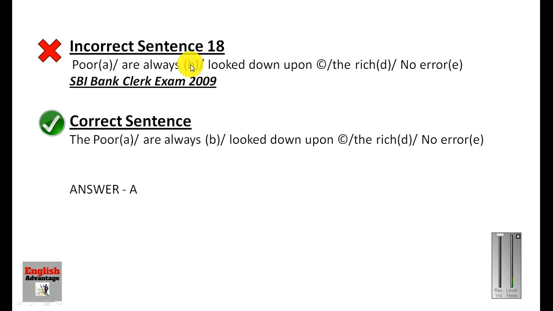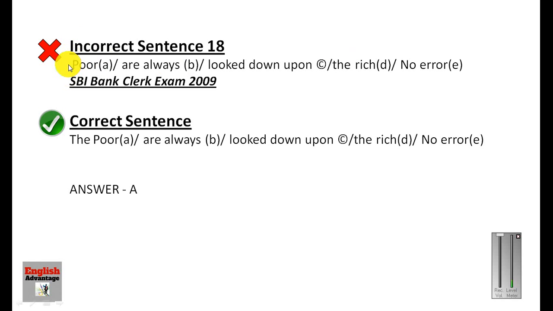Poor are always looked down upon by the rich. This should be by the rich. So poor are always hated by the rich. This is what the sentence means. So here we are saying the rich. The rich means the rich people actually. By putting the here, we are saying the rich people. So it has become a group. So in the same way we have to make the same group here by putting the here.